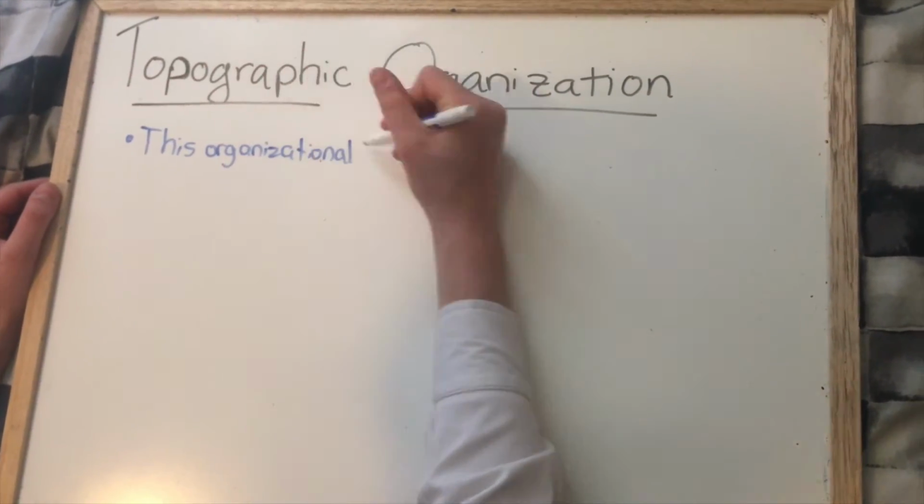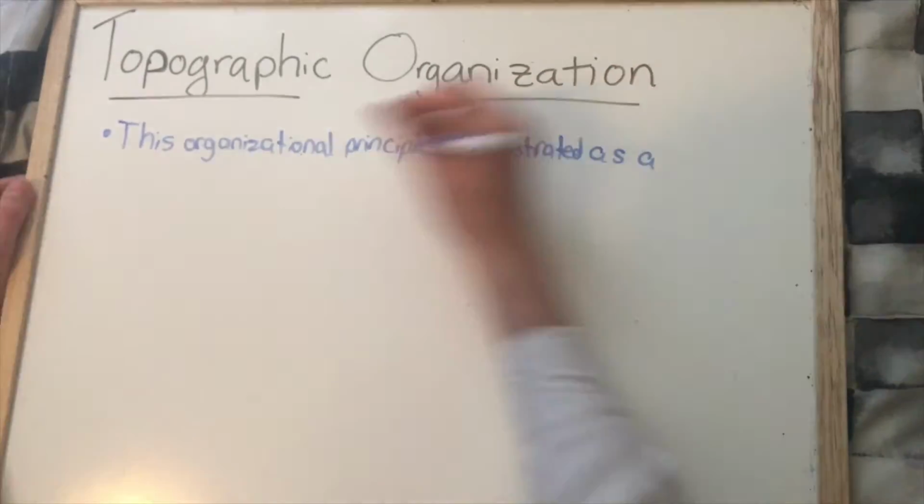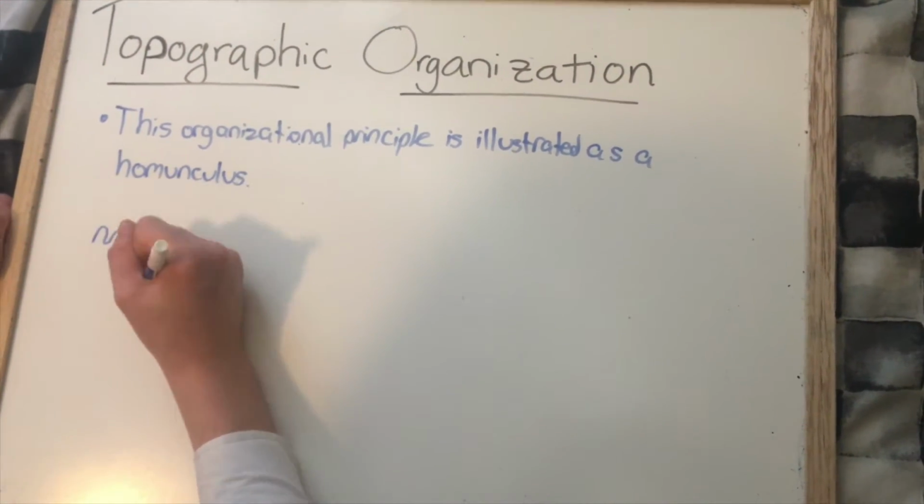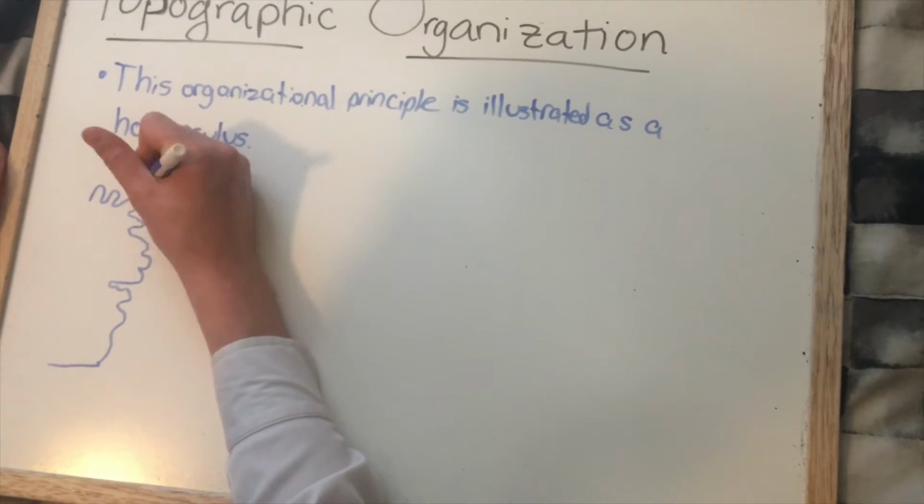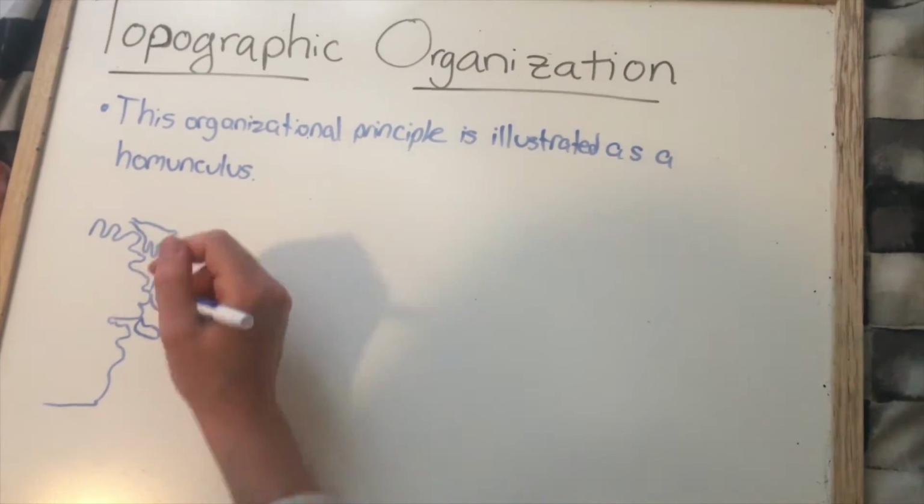This topographic organization is illustrated in what is called a homunculus, where the drawn size of body parts is proportional to their use. Generally, the hands and face have the largest representation.